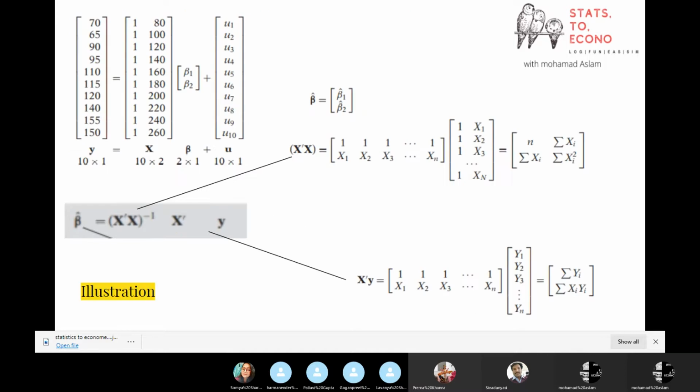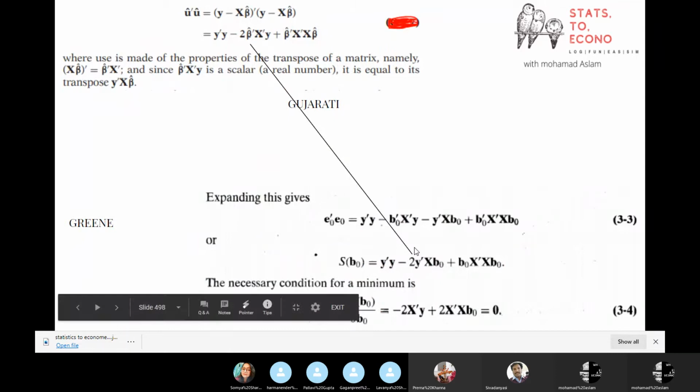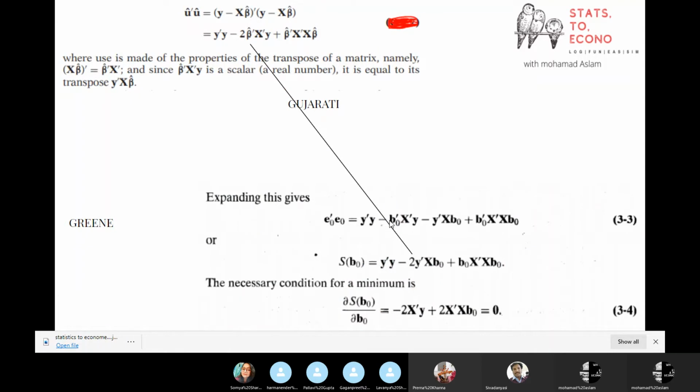see the numerical example. Let's suppose you have these y values, sample, explain differentiation. Okay, differentiation. Here we have this, a result part of the u hat transpose into u hat.